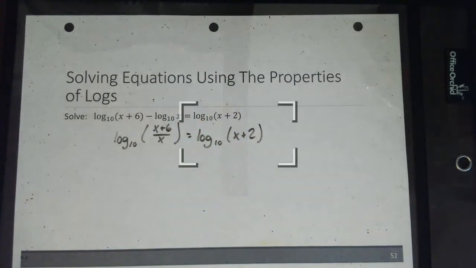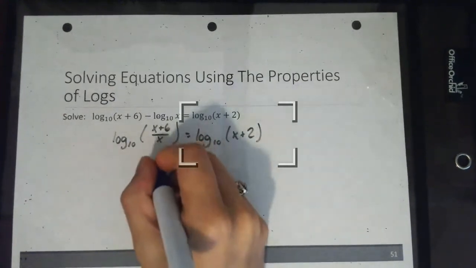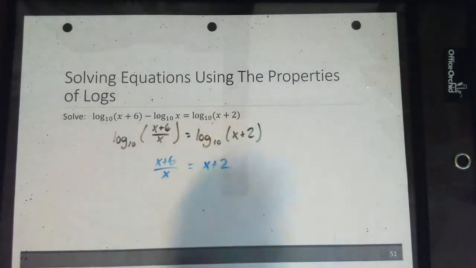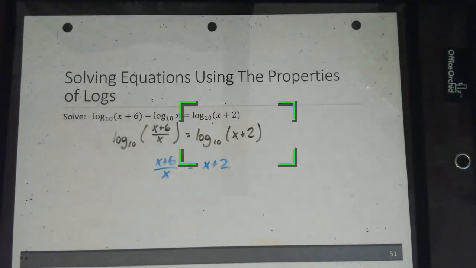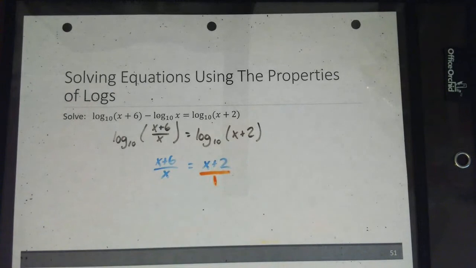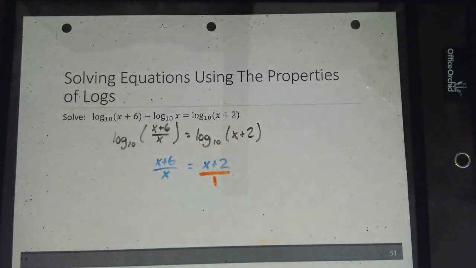Now I have just one logarithm on each side of the equation, and I can solve this like the last one. I can set the insides, the arguments, equal to each other. So I have (x plus 6) over x is equal to x plus 2. I need to figure out how to solve that. There are 2 good ways about going about this, and they really amount to the same thing. I could multiply both sides of my equation by x, or I could think of this as x plus 2 over 1 and cross multiply. I'll get to the same place.